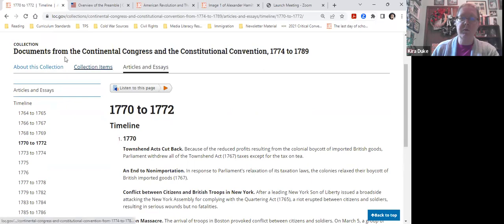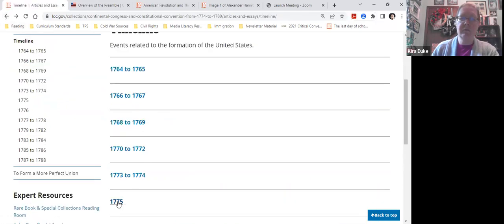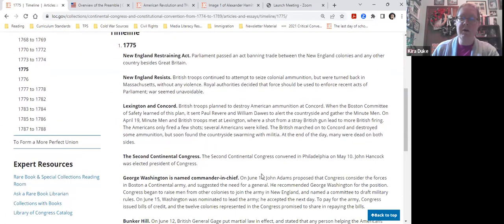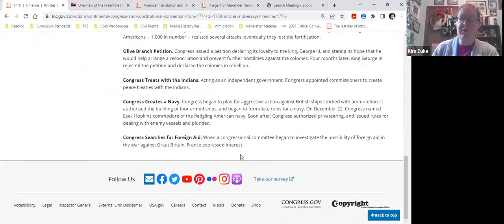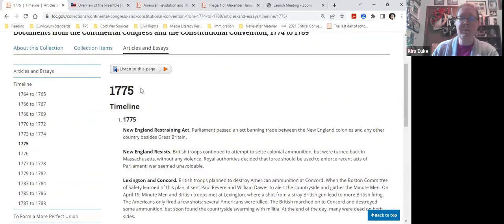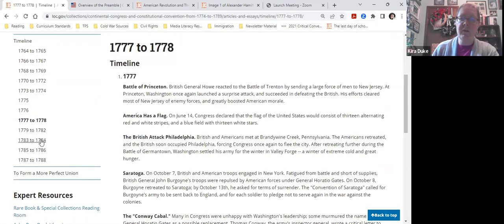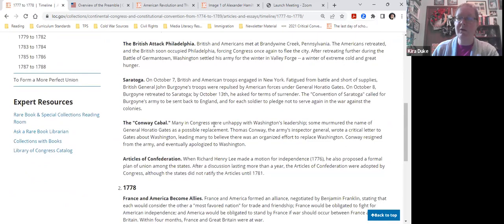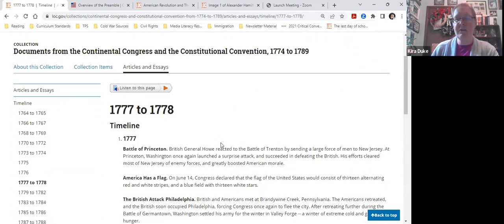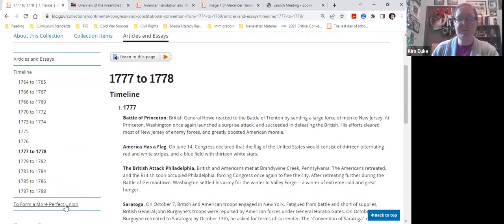So we have this one. You can click on the different years, it gives you all the key events, a little blurb about that event. And then we can click over here on the left-hand side to move through the timeline. So again, this is really just an excellent tool that you can use.